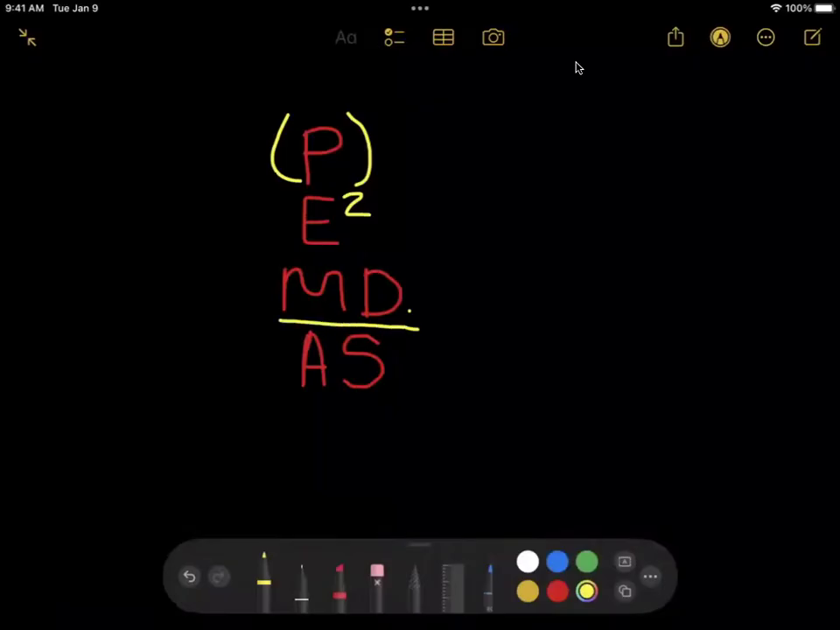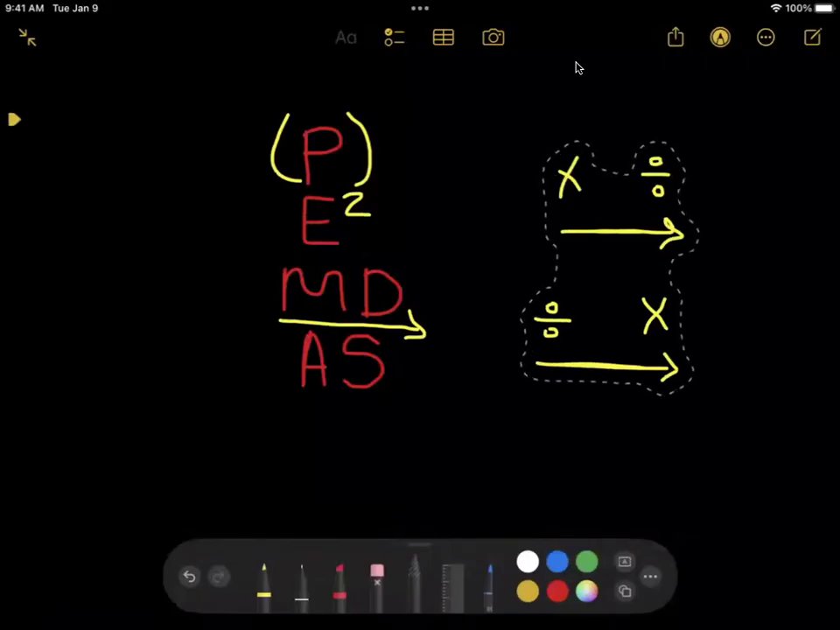But for multiplication and division, you move from left to right. That means if you have multiplication first and then division, you would do it that way. But if you have division first and then multiplication, you would also go left to right. So that means you would do the division first in that case.